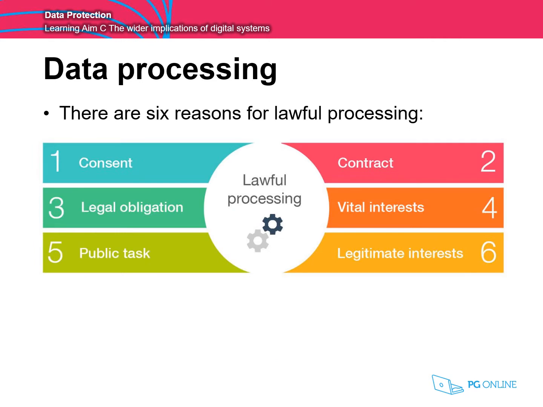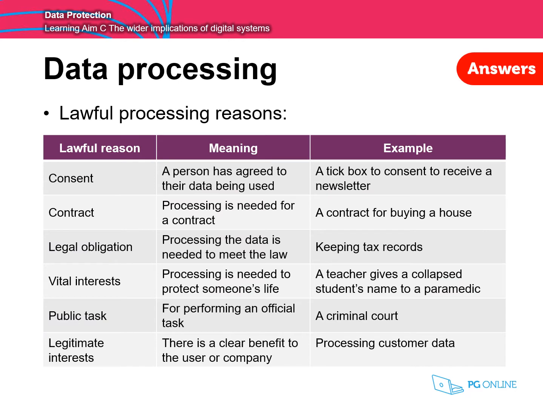When processing data, there are 6 reasons for lawful processing. These are consent, contract, legal obligation, vital interest, public task, or legitimate interest. We're going to look at these with examples on the next slide. You may all be familiar with the consent reason. This is where a person has agreed to their data being used.